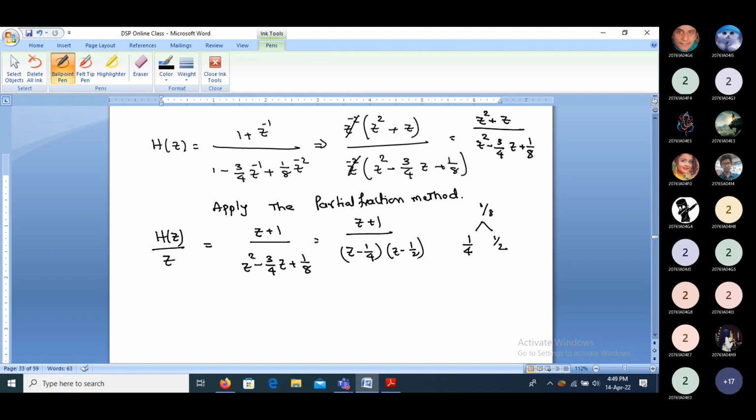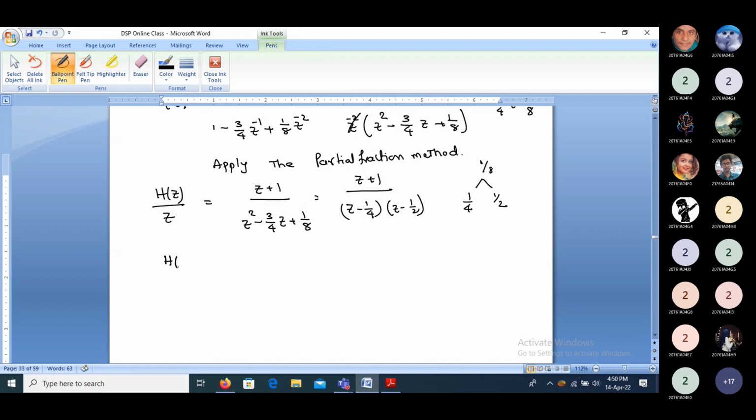Are my roots okay or not okay? Clearly give the answers now. Z square minus 1/4 z minus 1/2 z, so minus of 1/4 plus 1/2 is 6/8, that is 3/4. Okay, right, 1/4 and 1/2.